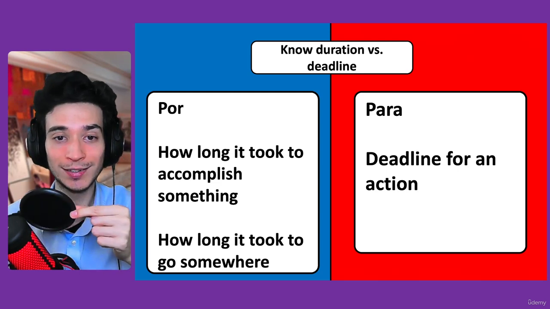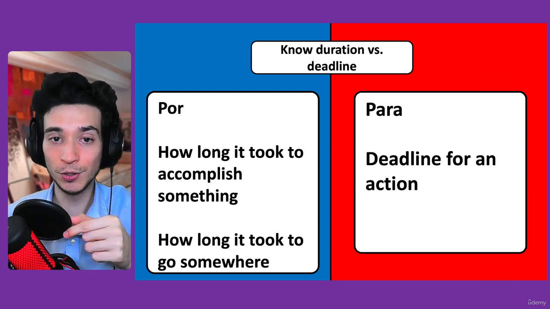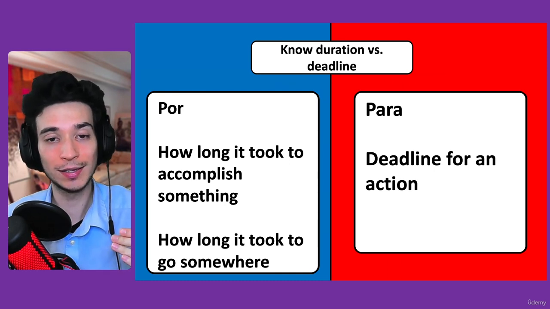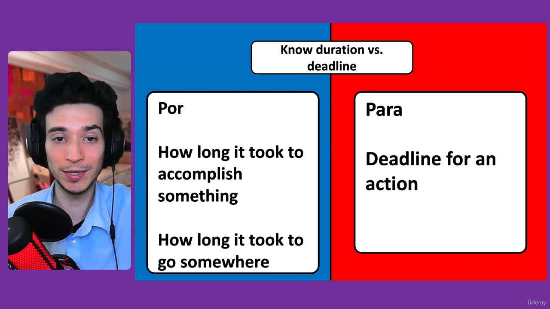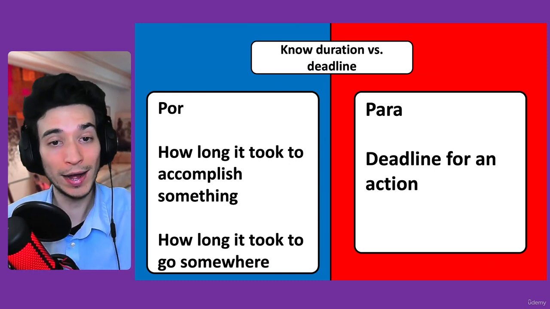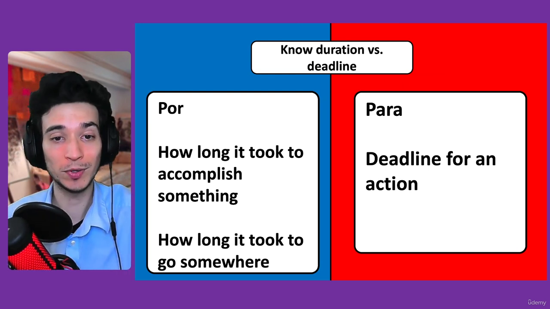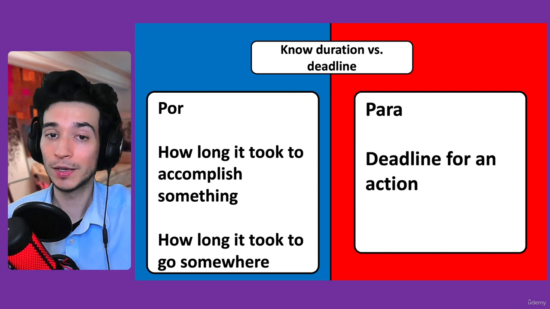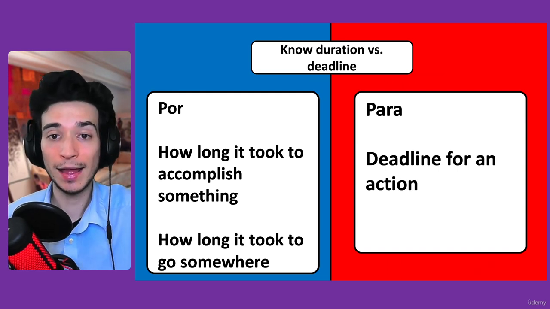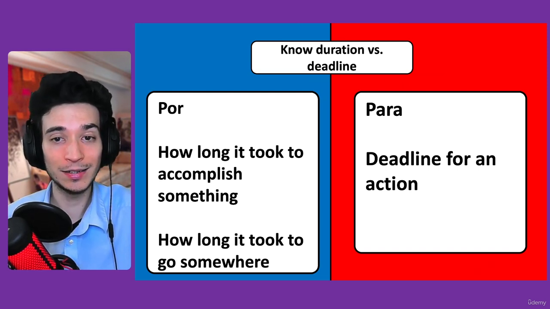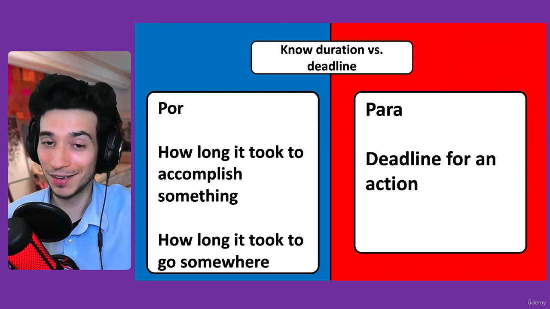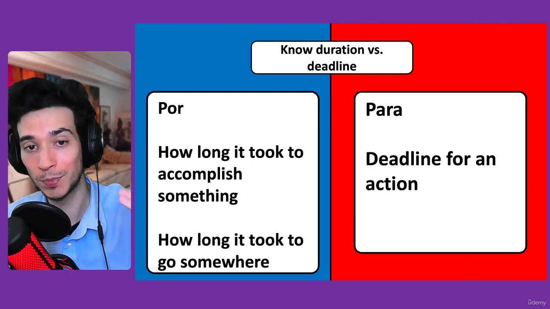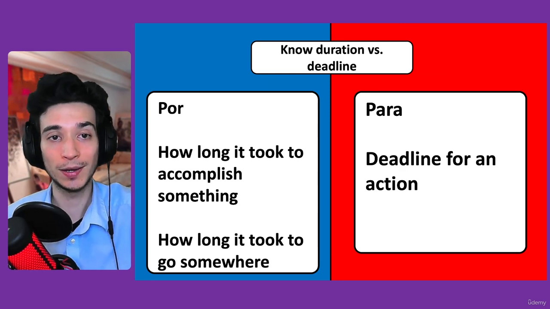Another rule. Por is used to relate to how long it took to accomplish something. So how long it took to do it, to accomplish it. Or how long it took to go somewhere. So related to time. And para is the deadline of an action. So the deadline of the action, you would say para. Por, you would talk about how long it took.